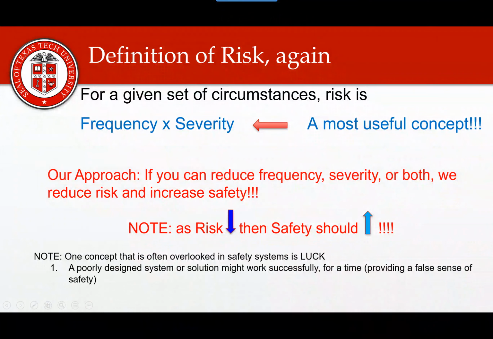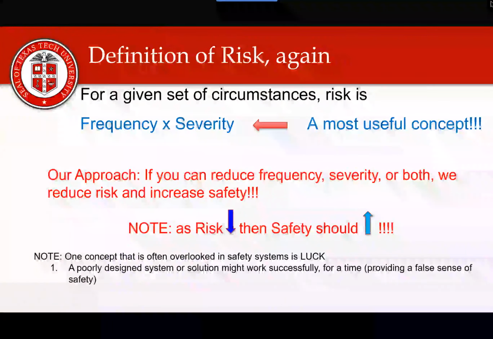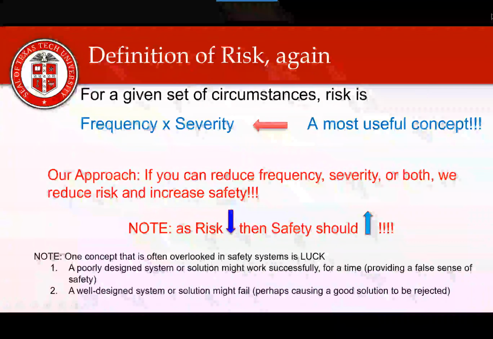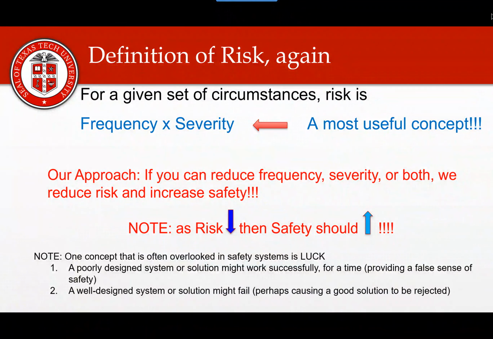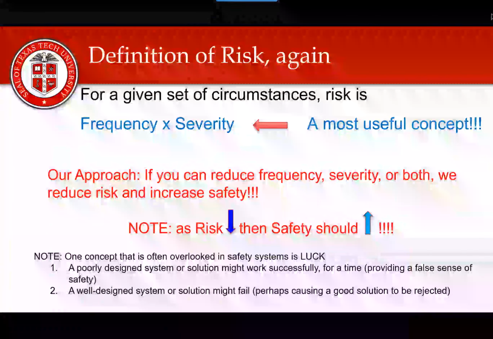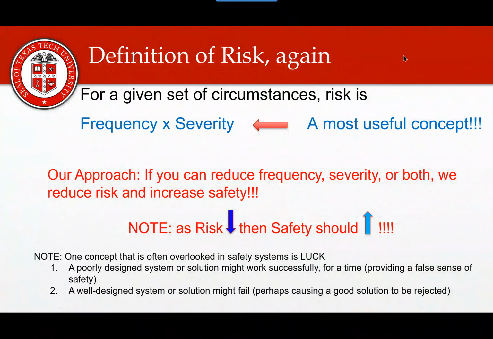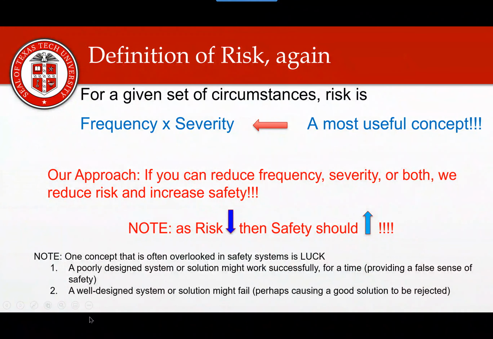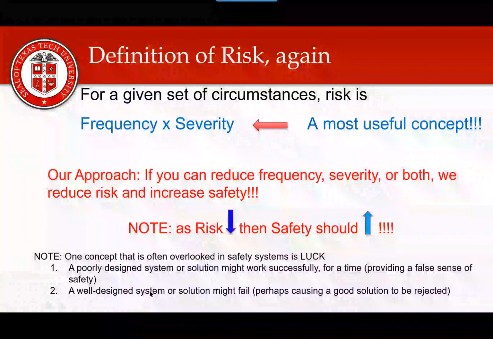A poorly designed system or solution might work successfully for a time, which provides a false sense of safety. In other words, well, it worked yesterday, but again, it may have just been lucky that somebody did not get injured yesterday. Or a well-designed system or solution might fail, perhaps causing a good solution to be rejected by the company. So again, we've got probability and we've got luck that we've got to take care of when we design our solutions, because we could keep a poorly designed system and create difficulties in the future, or we could get rid of a well-designed system and again cause difficulties in the future.